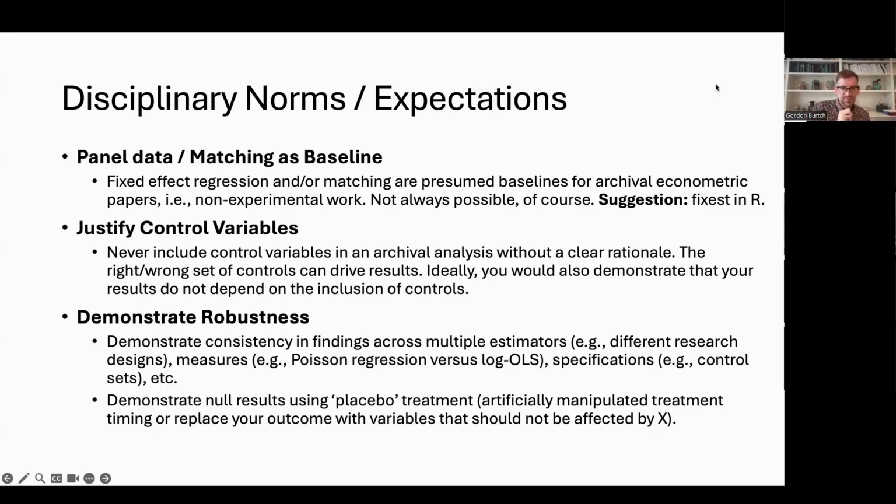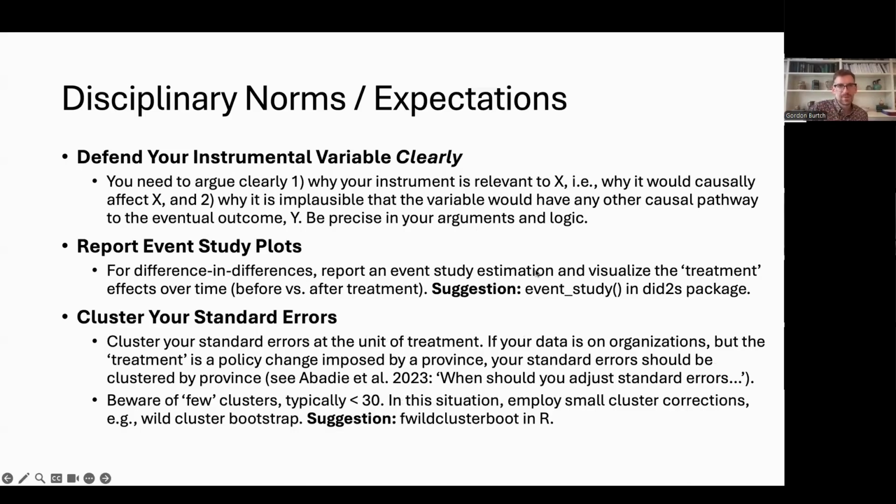The other thing is this idea of placebo treatments. So that can mean, in the data, artificially change when the treatment's happening in a random way and show that that artificially changed treatment doesn't have an effect in the data because it shouldn't. So it kind of tries to show that the results are not an artifact of your data and the way you approached it. The other thing you can do is if there are outcomes that you know should not be affected by the treatment by design, run a regression and show that you get a null result. If you don't, that's worrying. Okay. So these things are expected commonly.